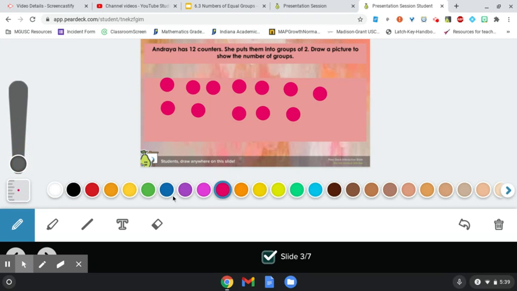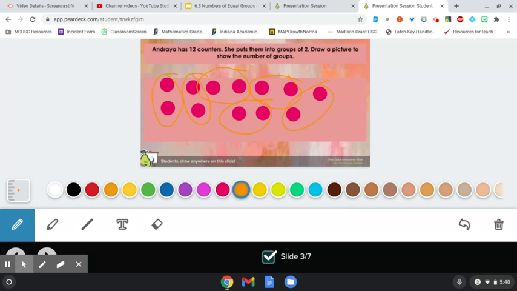So now what I need to do, I'm going to use orange because that orange background is pretty. It says she puts them into groups of 2. Now, groups of 2 means that there's 2 in each group. If the question said that we needed to put them into 2 equal groups, then that would be a different circling problem. But here we're going to circle 2, circle 2, circle 2, circle 2, circle 2, and circle 2.